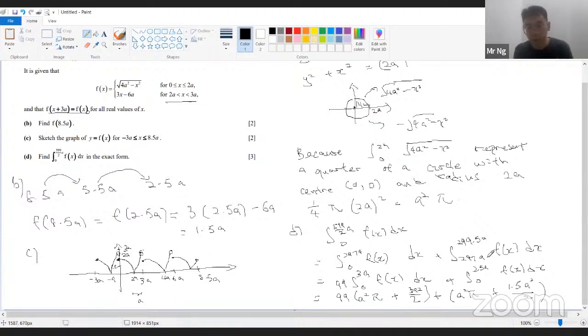Okay, so summing up, 1 plus 1.5 plus 1 plus 1.5 divided by 2. So now you just sum it up accordingly. Okay, 99 times 15. Okay, equals to 997 over 4 alpha square pi.